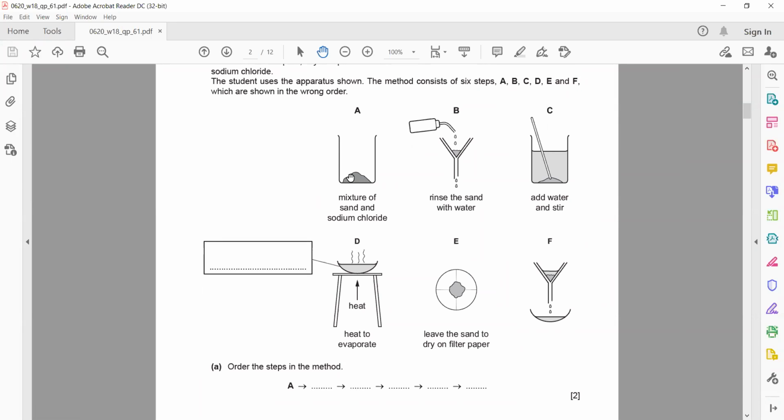First one, A is there. We have a mixture of sand and salt. What should be the second step? The second step, we should make a solution. So we should add water and stir. Then after adding water and stir, what should be the next step?